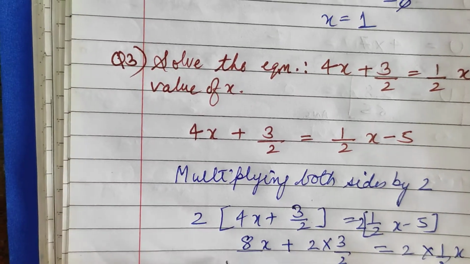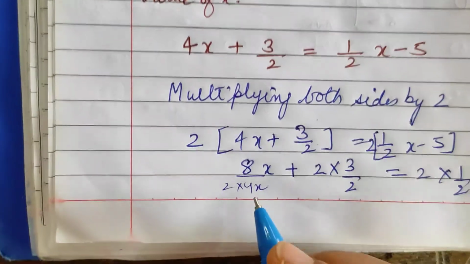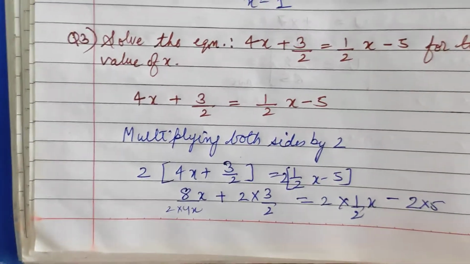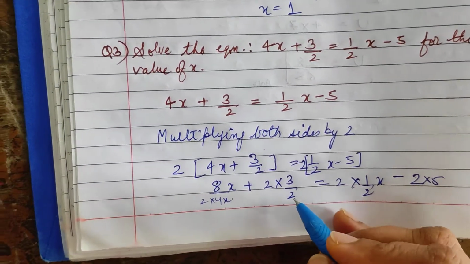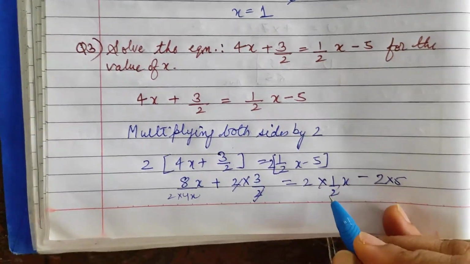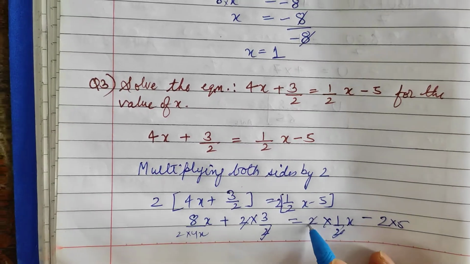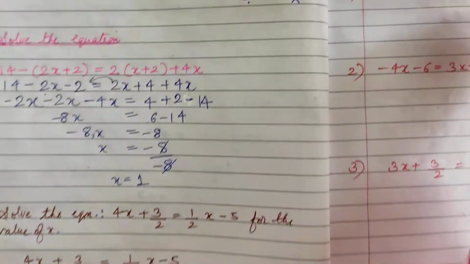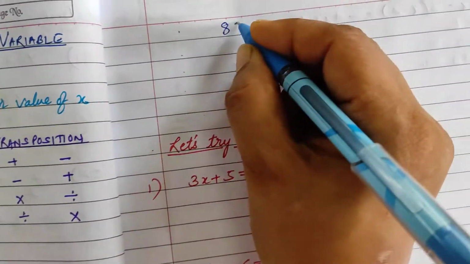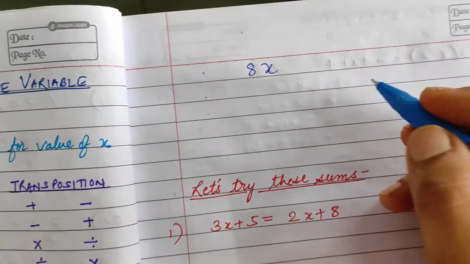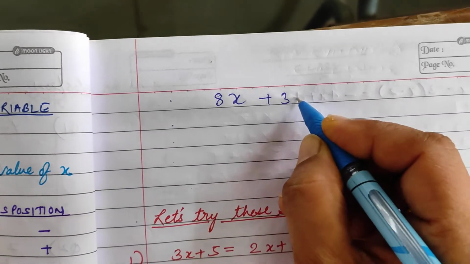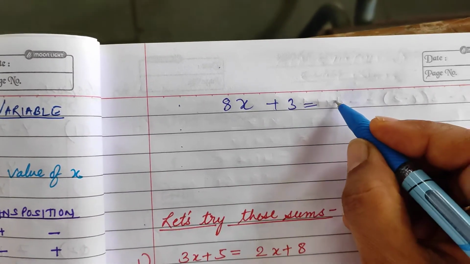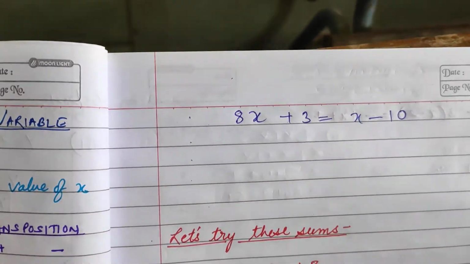Here also we can write 2 into 4x. Okay. So now we are solving it, beta. 2 into 4x means 8x. This 2 will get cancelled, and here also this 2 will get cancelled. So what it becomes? 8x plus 3 is equal to x minus 10.